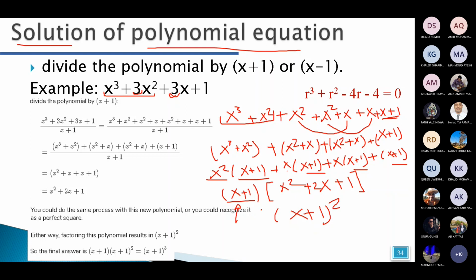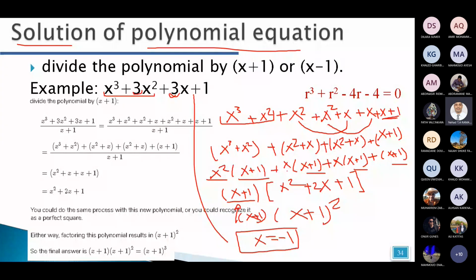And here x plus 1. So at the end, we have only one solution here, because x plus 1, x plus 1. So the solution x equals minus 1. This is the solution for this whole polynomial equation. So this is the idea.